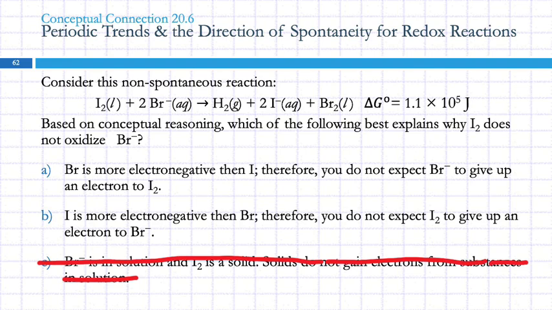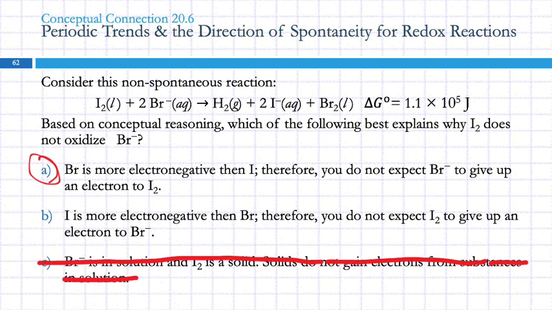The way I remember the trend for electronegativity is fluorine is the most electronegative. It has the highest attraction for electrons. So if you're comparing two elements, whichever one is closer to fluorine would be predicted to have the higher electronegativity. Which is closer to fluorine, iodine or bromine? Bromine. So bromine is more electronegative than iodine. So the first part here is correct. The first part here is wrong, so we can eliminate that.